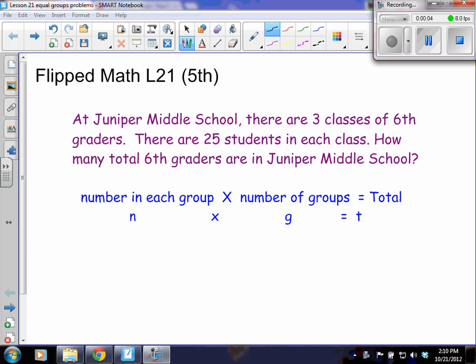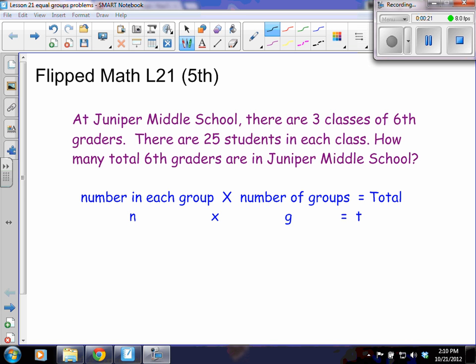Welcome to Flip Math Lesson 21 for the 5th grade. Today we're going to look at another type of word problem known as equal group word problems. And so of course we're going to get a new formula to help us solve this type of word problem.